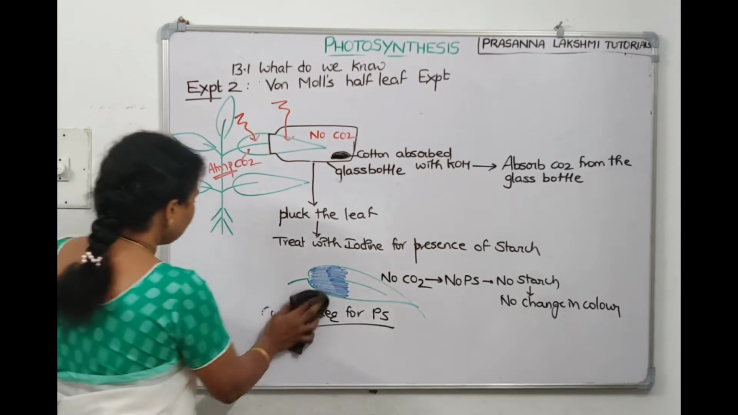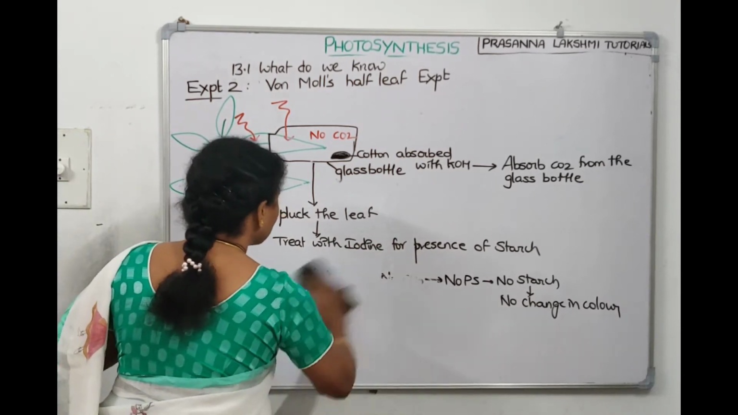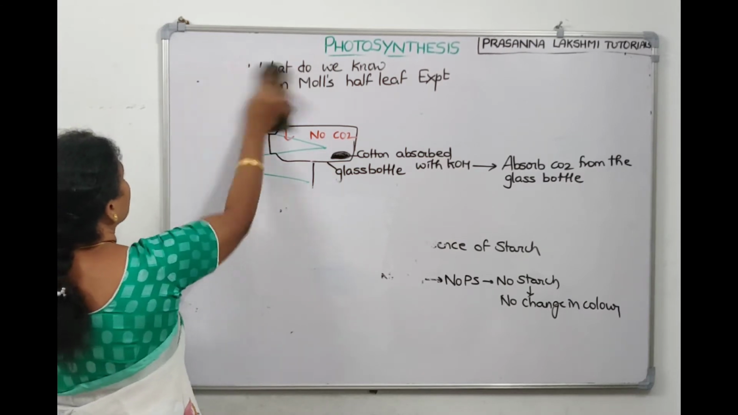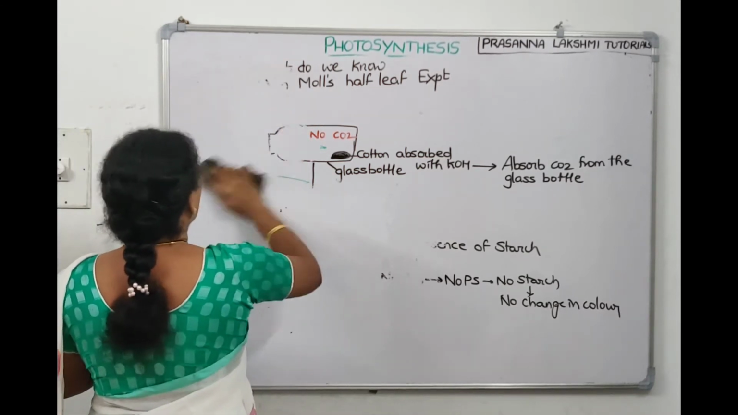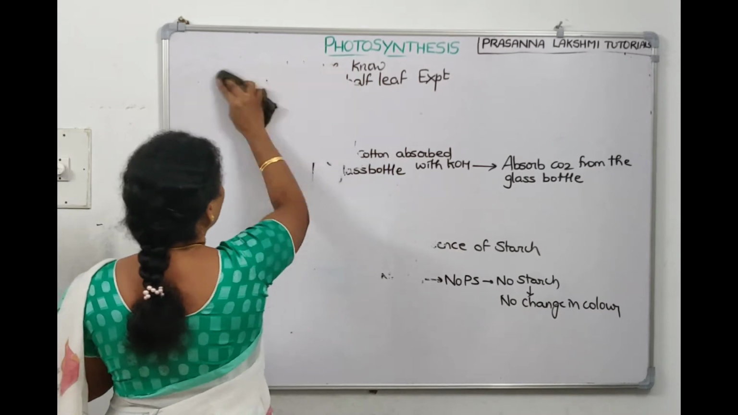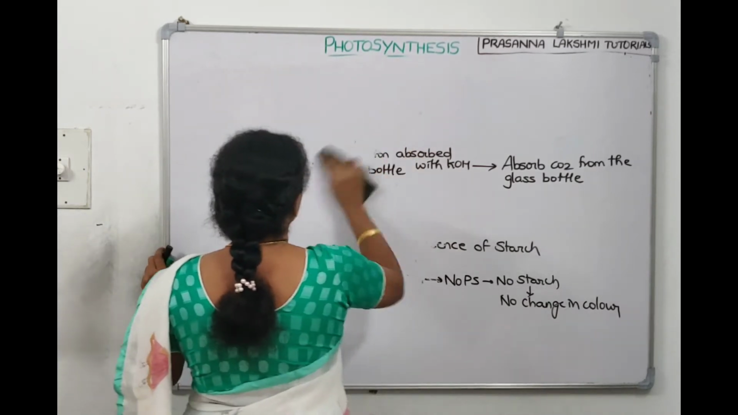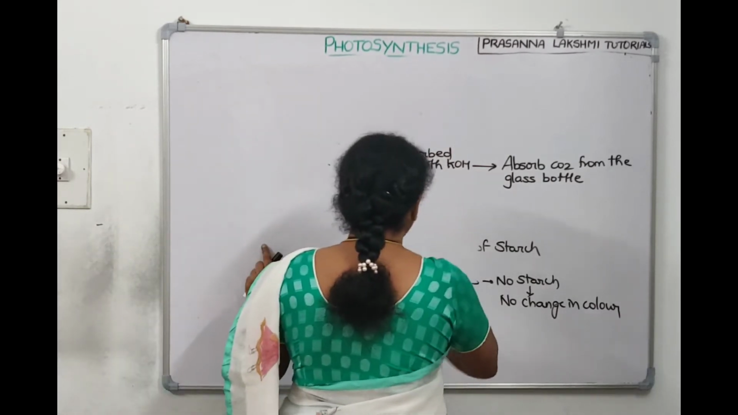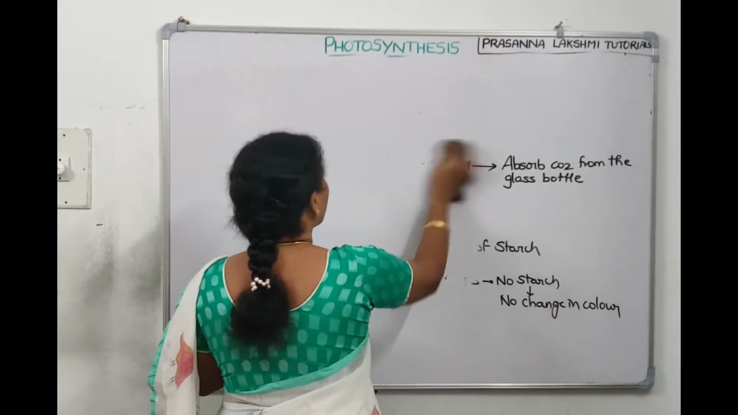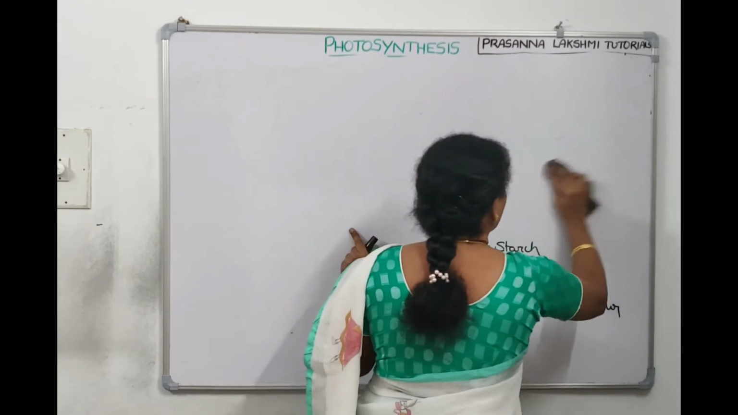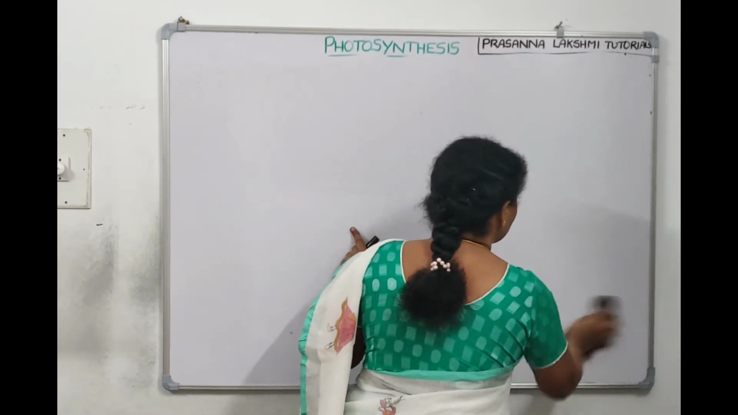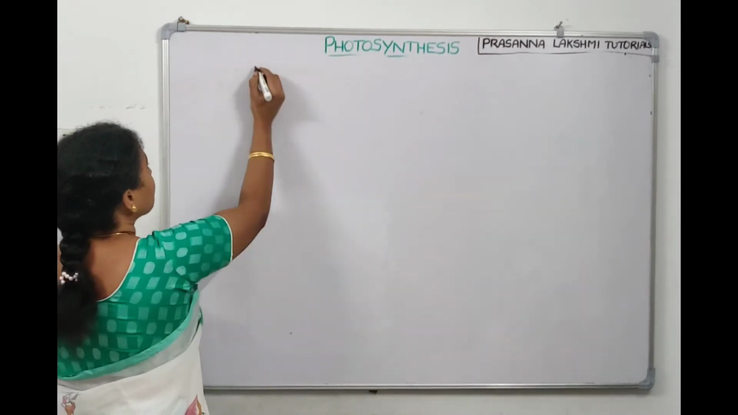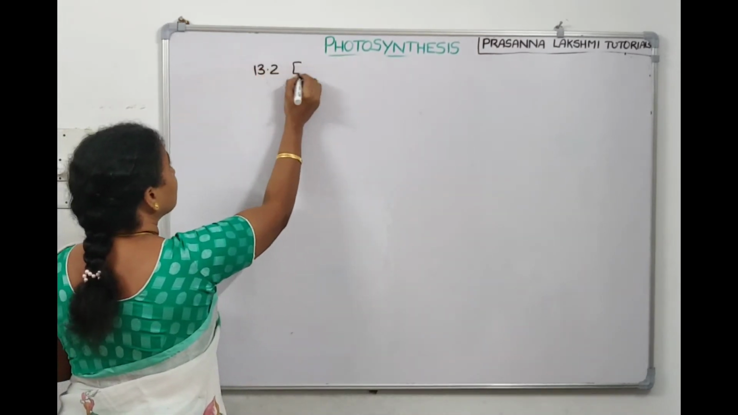Right, now we will talk about the next experiment. It's called the bell jar experiment. That comes in NCERT under 13.2, early experiments. Experiments number 1 and 2 were mentioned under what do you know about photosynthesis, but under 13.2 they have given the early experiments. We'll follow them only.